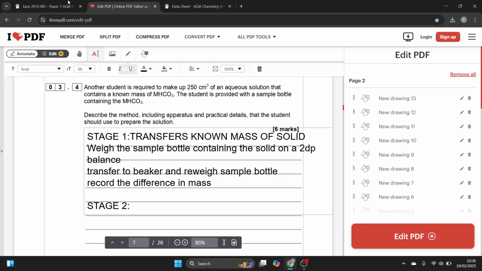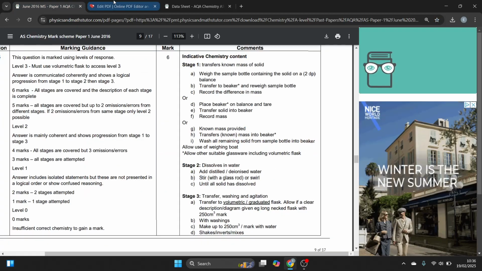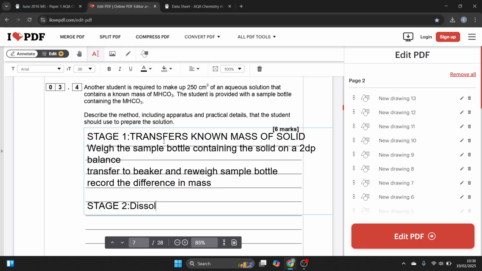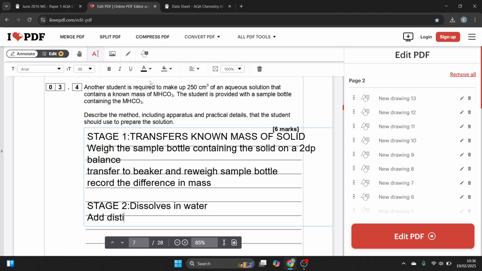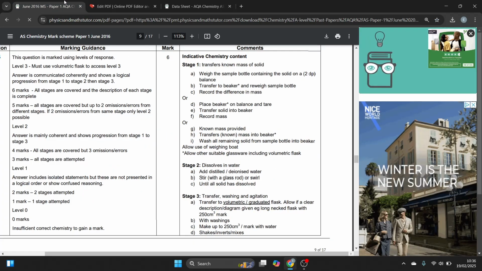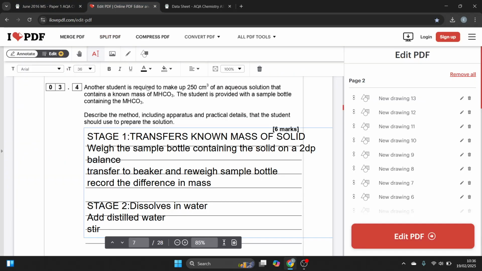Stage 2, dissolves in water. And all you can say for this case is add distilled water, just deionized water rather. Add distilled water, stir with a glass rod until all of solid has dissolved.